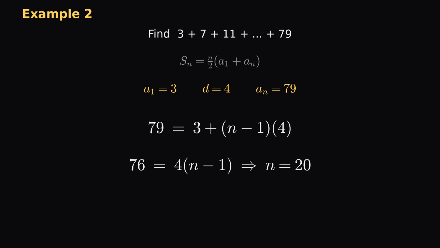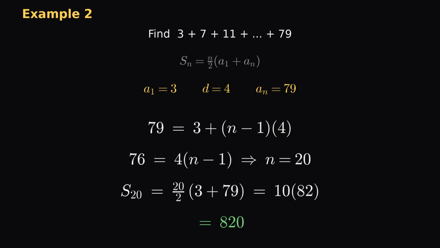So n is 20. Now we know both ends and how many terms, so use the second formula. 20 over 2 times (3 plus 79). 10 times 82 is 820.